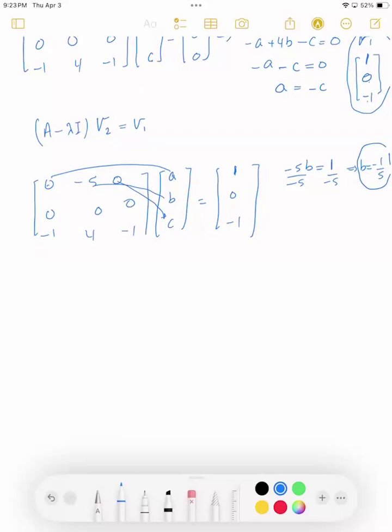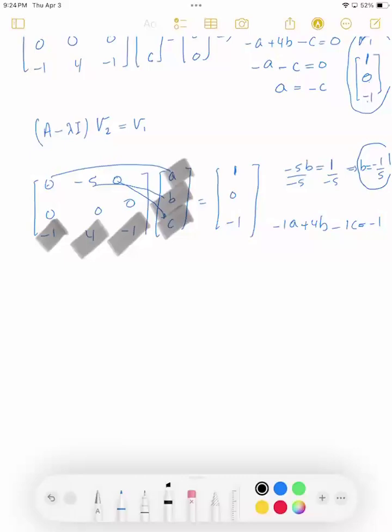So from the last equation again, I have negative 1A plus 4B minus 1C is equal to negative 1. We're multiplying negative 1 by A, 4 by B, negative 1 by C. So that's, then you set it equal to negative 1. That's how you multiply a matrix by a vector.